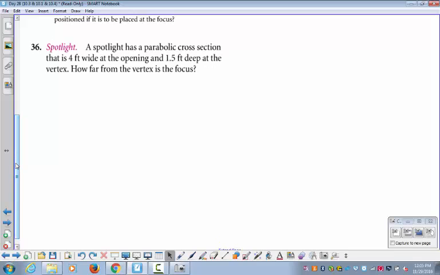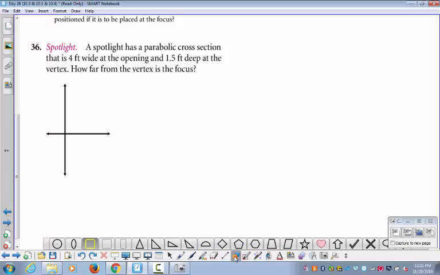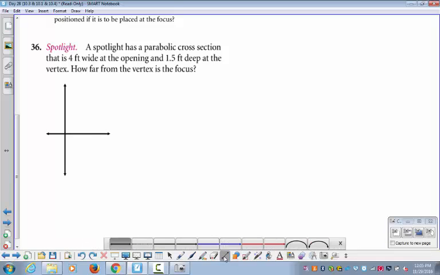All right. Similar one, except they don't draw a picture for us. So a spotlight has a parabolic cross section. It's 4 feet wide at the opening, 1.5 feet deep at the vertex. How far from the vertex is the focus? Same idea. Draw a coordinate system. Let's open it the same direction so that we can use what we just did a minute ago.